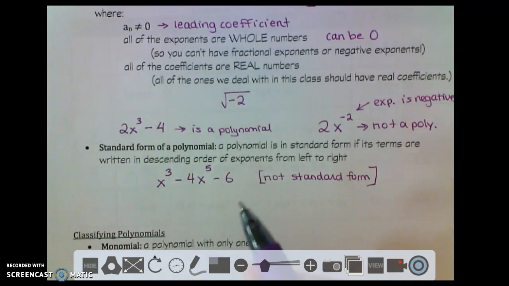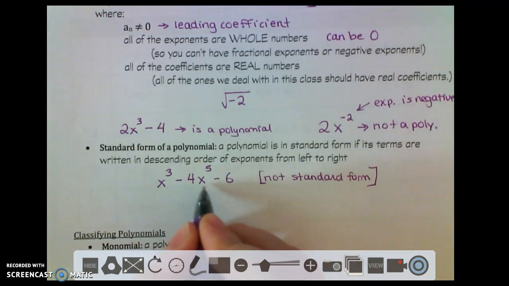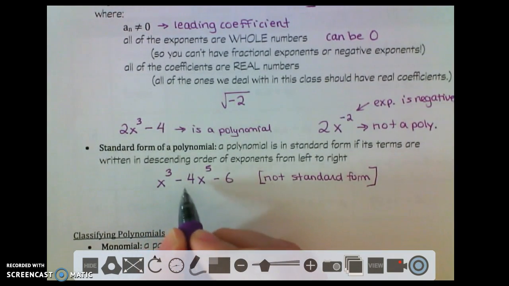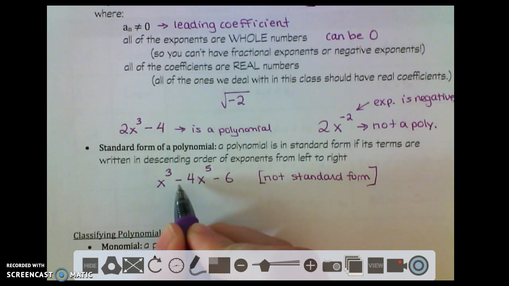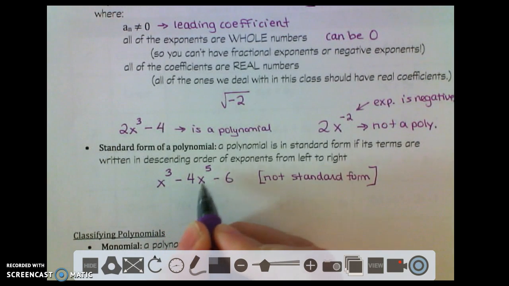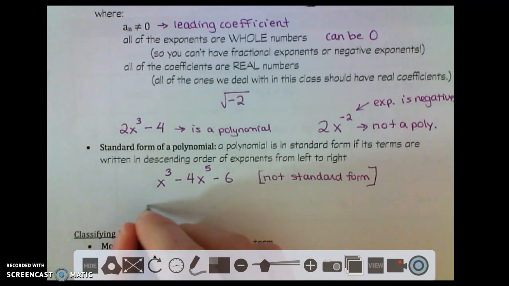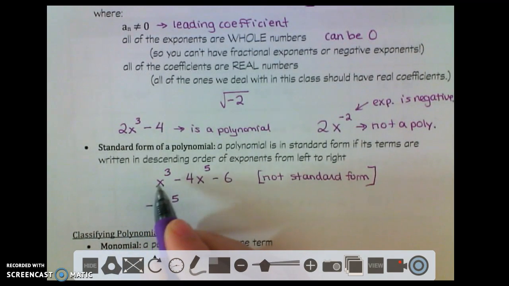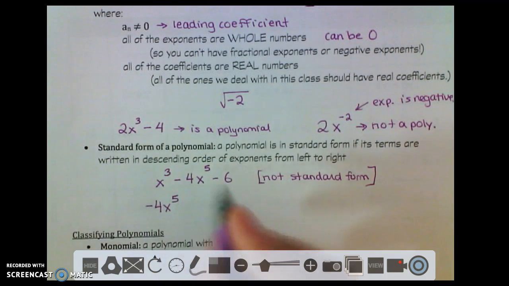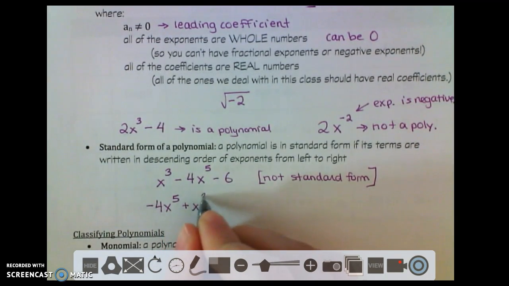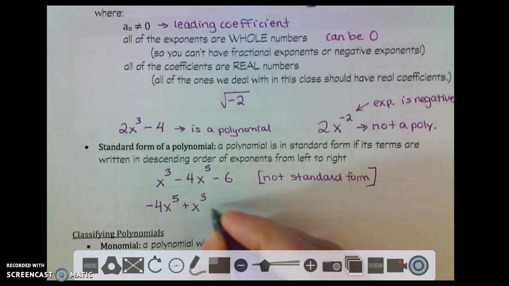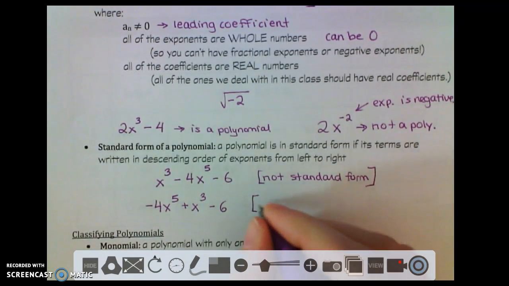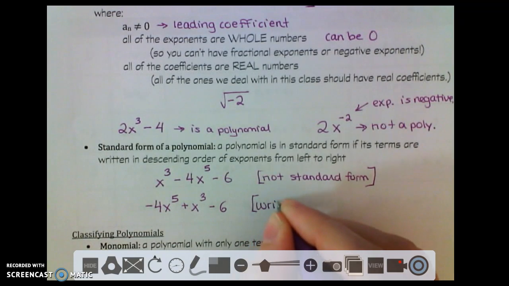So in order to write this in standard form, we would switch these two terms around. Now I have to be careful of my minus sign here. That needs to be a negative 4x to the fifth still. So I say negative 4x to the fifth, and then because this x to the third is positive, I say plus x to the third, and then I have minus 6 at the end. Now this is that same polynomial, but written in standard form.